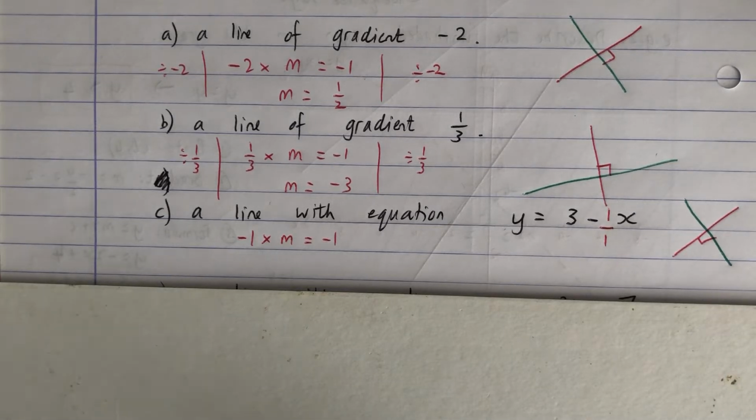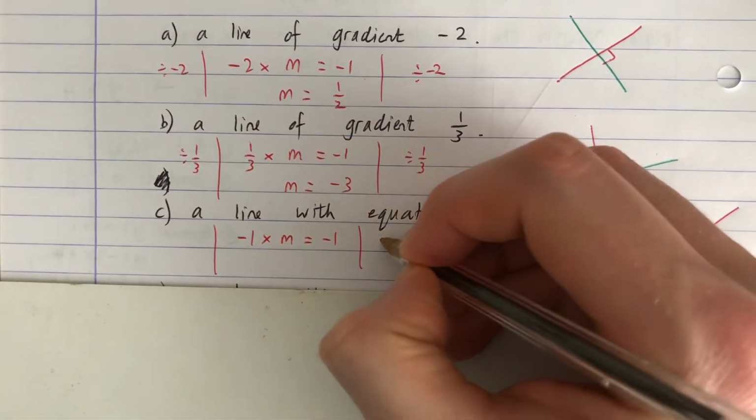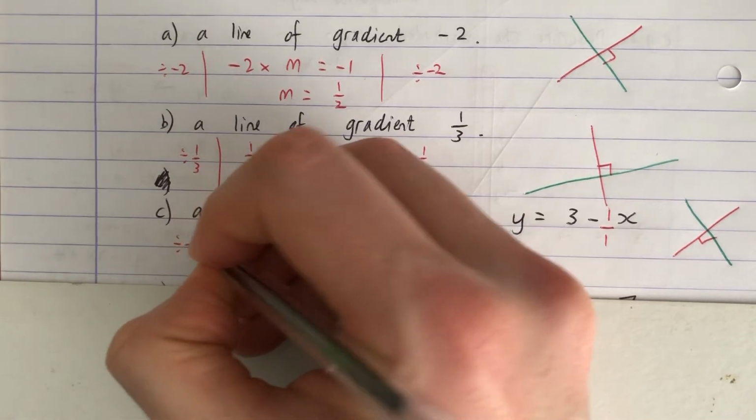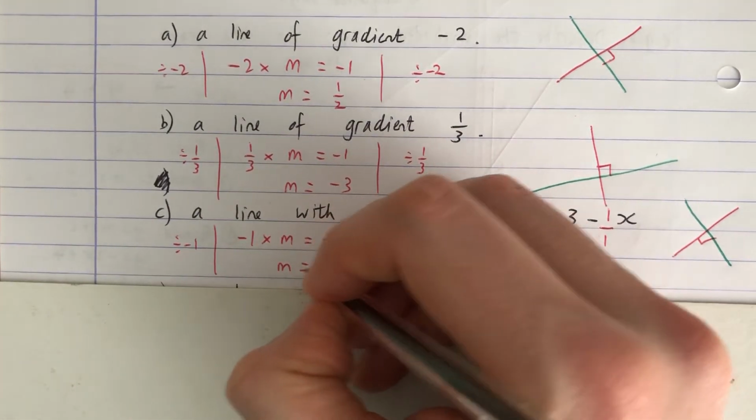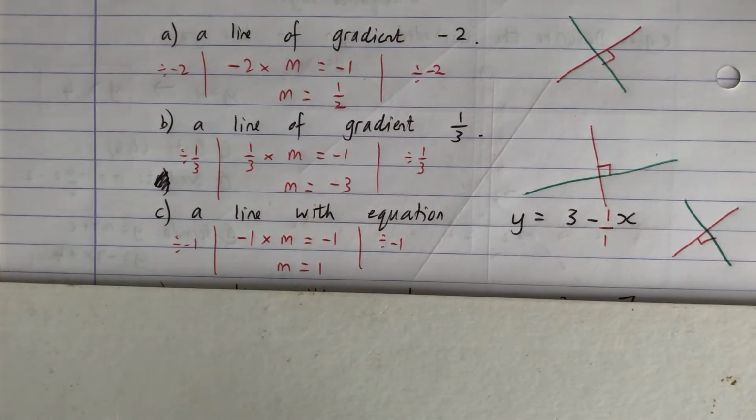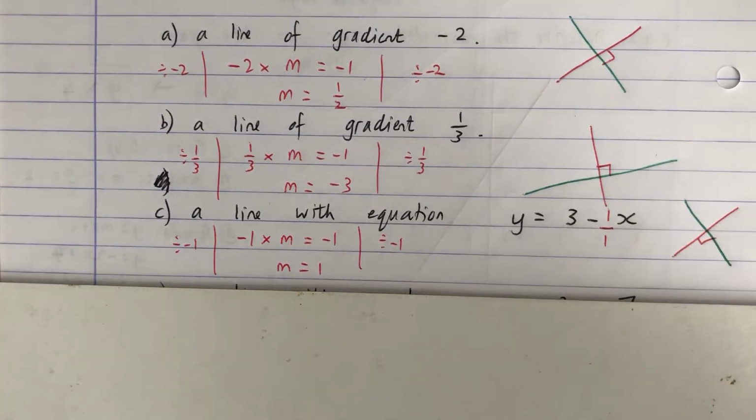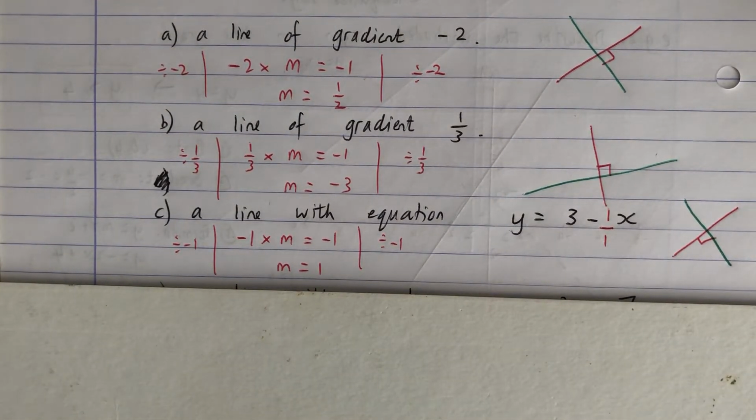So you pretty much do this in your head, but go through the steps again. Divide by -1, divide by -1 to give you a gradient of 1, which makes sense. The perfect diagonal going in the opposite direction.